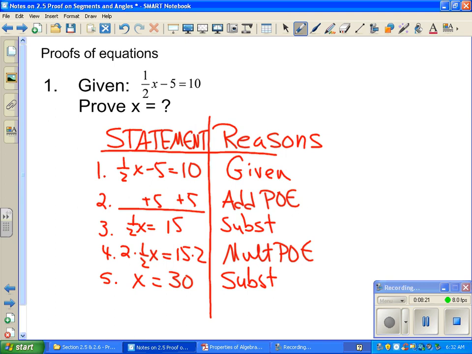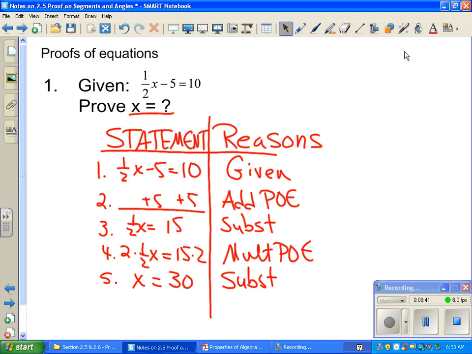The question asks me to prove what is x equal to. I have proven that. I have shown all the work and the reasons for that work to get the answer x equals 30. So this is more like an algebra proof because it's showing you how to do the math, but at the same time it's justifying it with those properties.